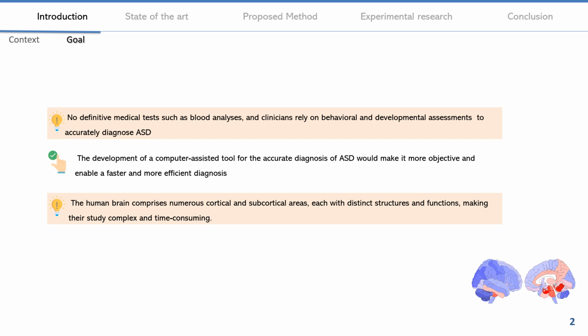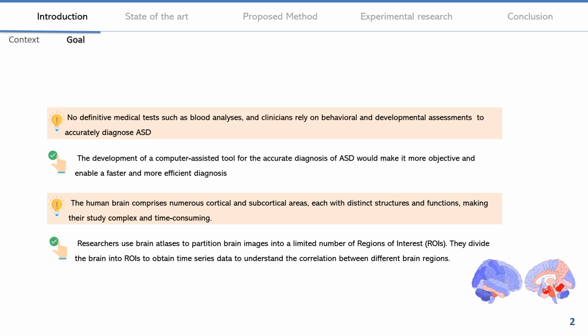Also, the human brain comprises numerous cortical and subcortical areas, each with distinct structures and functions, making their study complex and time-consuming. Researchers use brain atlases to partition brain images into a limited number of regions of interest. They divide the brain into areas to obtain time series data to understand the correlation between different brain regions.